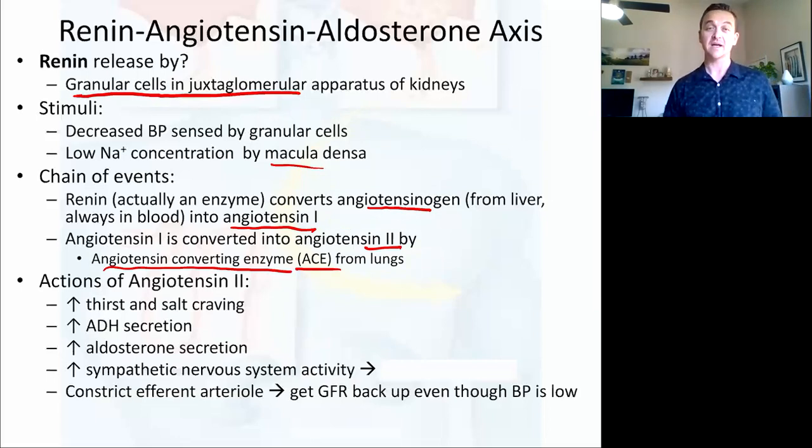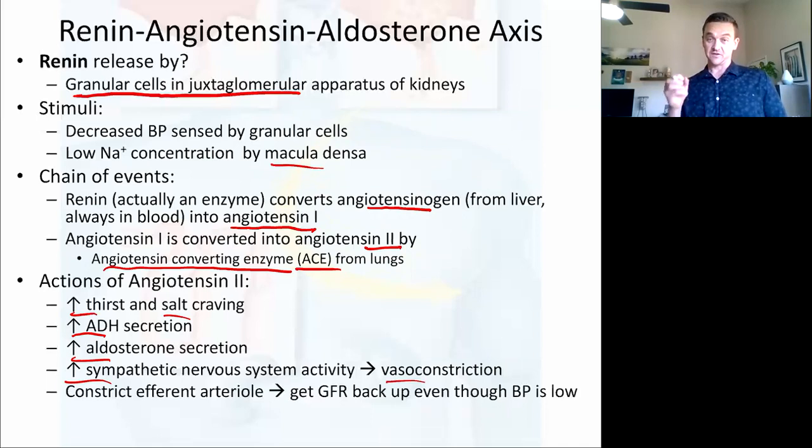All right, and then we have all kinds of actions of angiotensin 2 here. We have increased thirst, salt craving, it causes ADH release, it causes aldosterone release, the one we talked about before. It activates our sympathetic nervous system, which causes vasoconstriction. And then it also directly constricts the efferent arteriole in the glomerulus, and that gets our GFR back up even though blood pressure is low. If we constrict the efferent arteriole, we're making blood spend a longer time in the glomerulus, which would push out more filtrate. Okay, so there's a lot there.